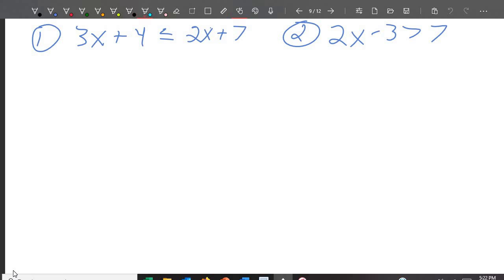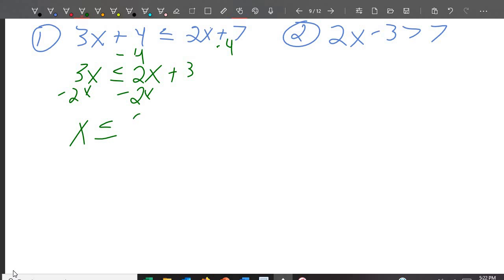Let's just do some. Alright, so for this one, I'm going to move the 4 over first, just like I do with an equation. Subtract 4 from both sides. I get 2x plus 3. I'm going to subtract 2x from both sides. So we'll get x is less than or equal to positive 3. Now, it's probably a good idea to go ahead and sketch the number line. That way we can write the proper interval notation.